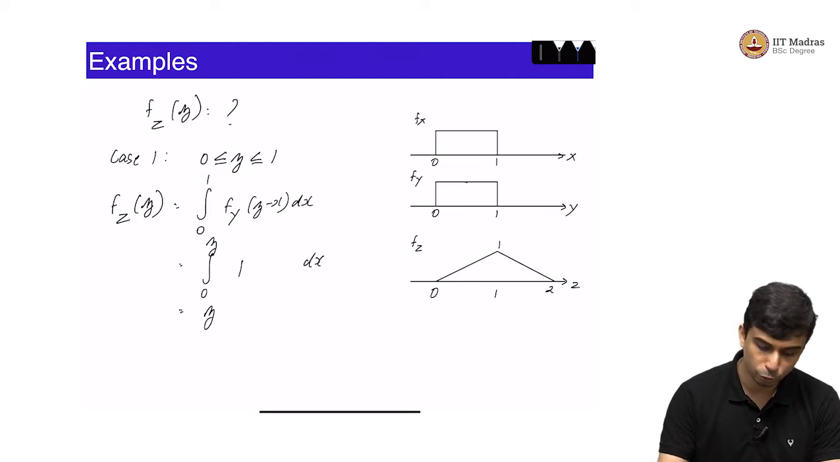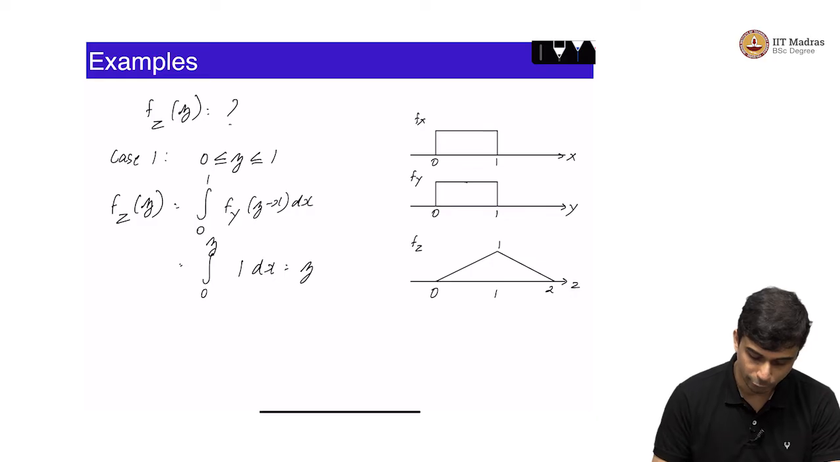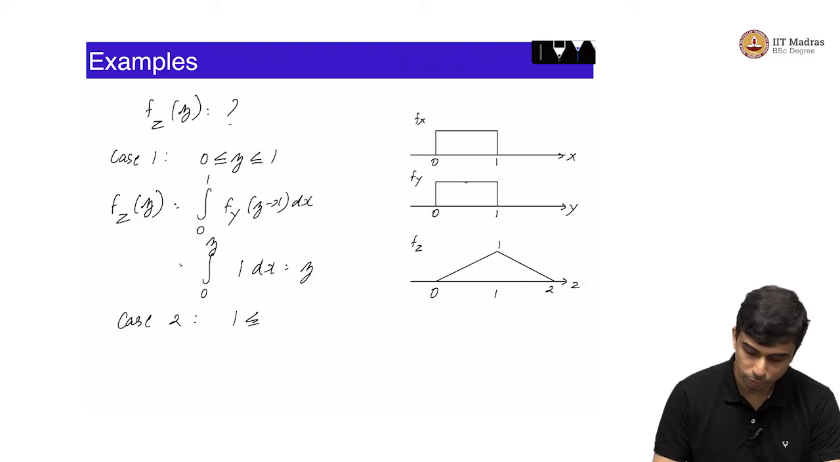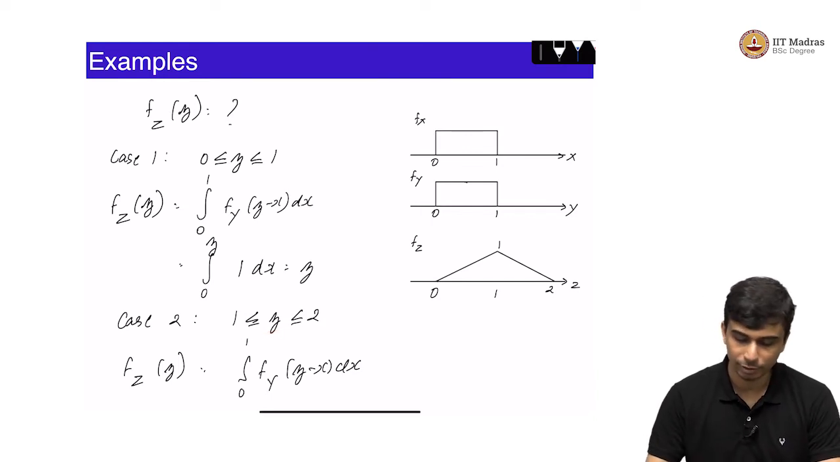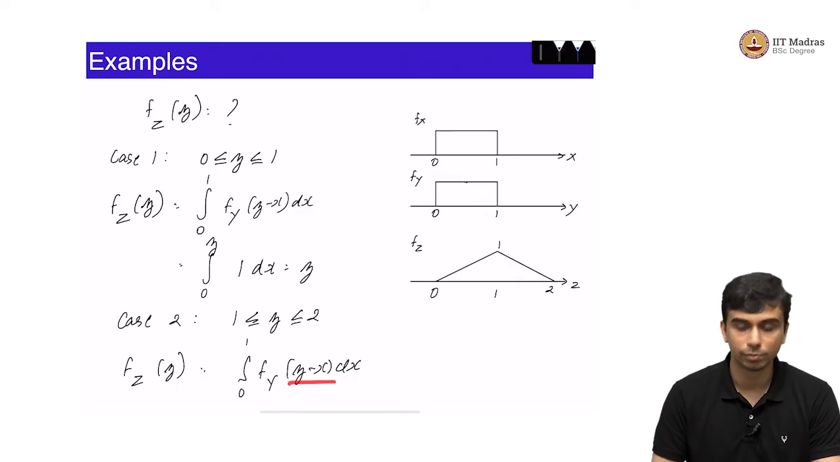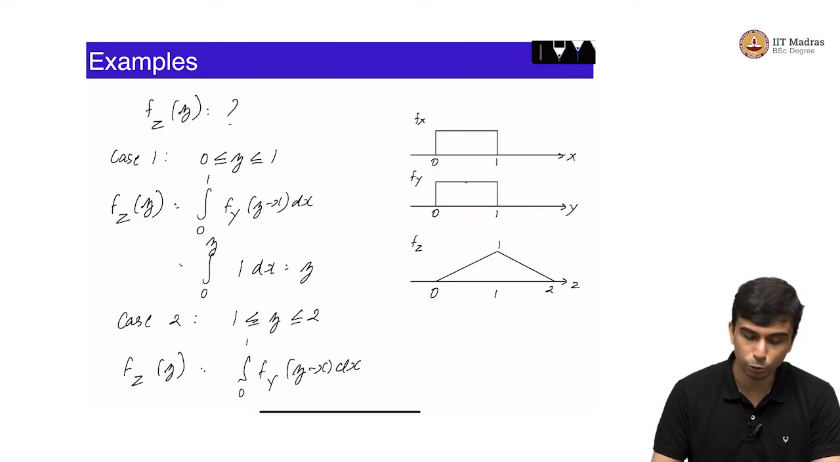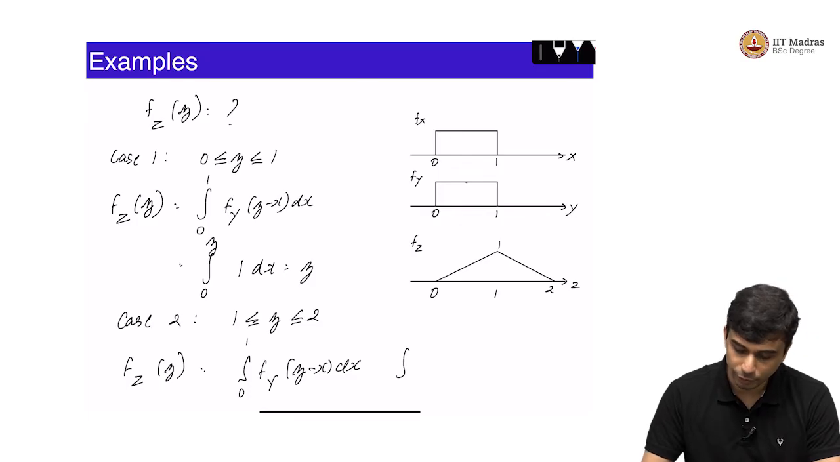However, for z in the range 1 to 2 we can work this out in the same way and get the following. Case 2, z between 1 and 2: f_Z(z) is the integral from 0 to 1 of f_Y(z minus x) dx. When z is in the range 1 to 2, when will f_Y(z minus x) be non-zero? Well, when z minus x is in the range 0 to 1, and when z is in the range 1 to 2, this can happen only when x is in the range z minus 1 to 1.